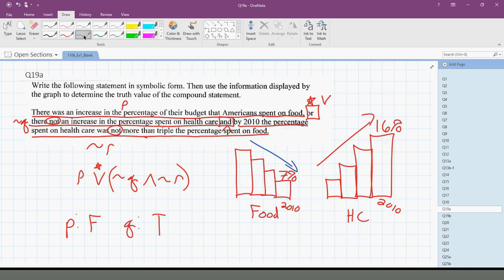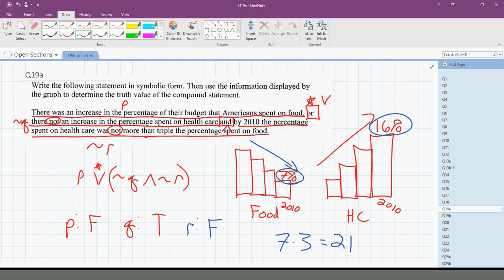Now the last guy. This is the one that you got to be careful on. The original statement to this guy says that the percentage spent on healthcare was more than triple. Okay? So the question is, is this number right there triple of that guy? No. Because 7 times 3 is 21. So this guy right here is not triple that guy. So the original R is false because the original R says 2010's percentage spent on healthcare was more than triple. And we just showed you that it was not.